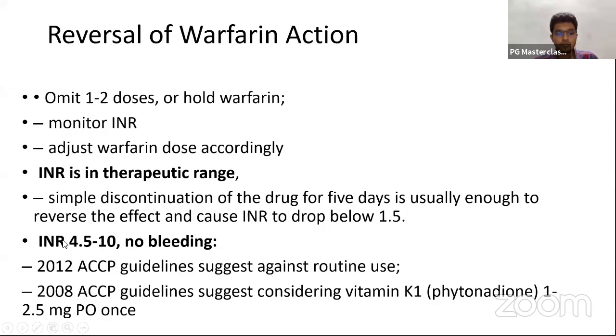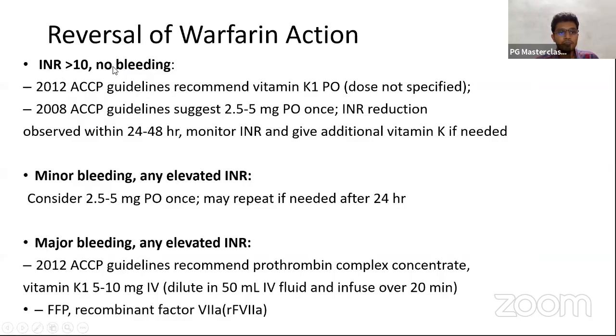If the patient's INR is between 4.5 and 10 and the patient has no bleeding diathesis, the ACCP, American College of Chest Physicians guidelines suggest against routine use of vitamin K. They advise stopping warfarin, and suggest considering vitamin K1 2.5 mg per orally once. If INR is greater than 10 and the patient has no bleeding, the guidelines recommend vitamin K1 2.5 to 5 mg per oral once, and reduction of INR is observed within 24 to 48 hours. INR should be monitored and additional vitamin K should be given if required.